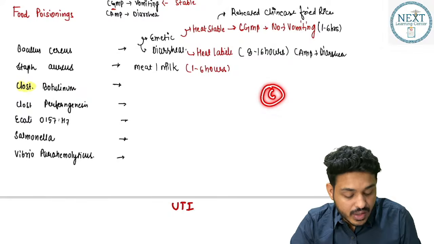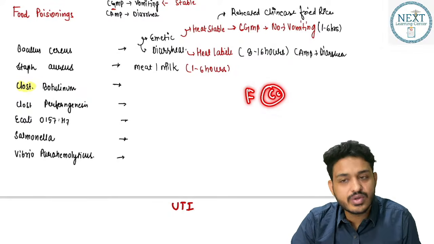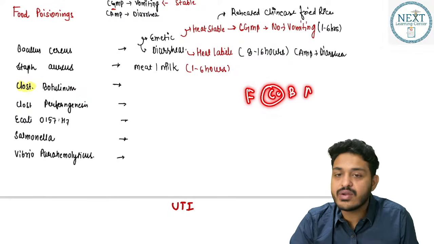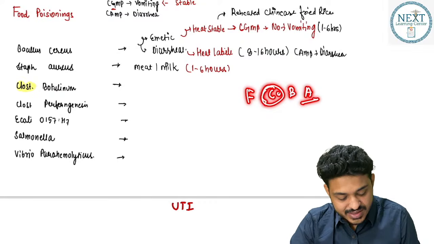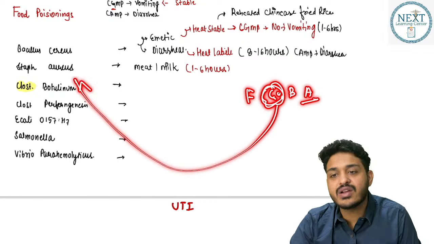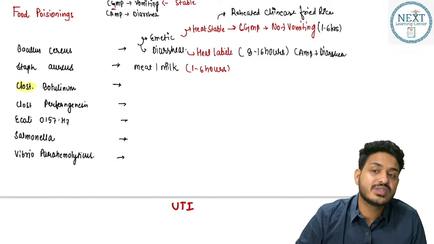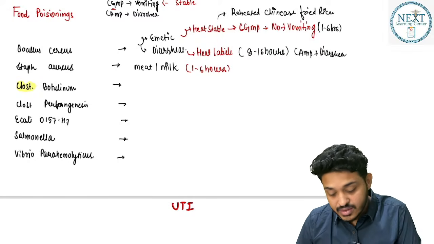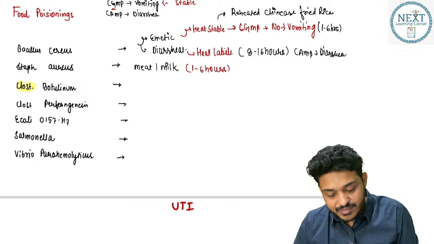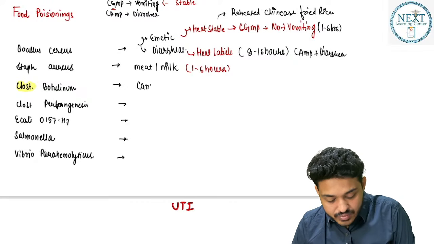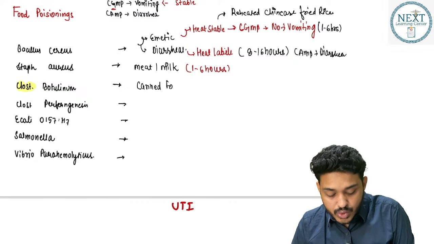So C for what? C for Clostridium, F for Fusobacterium, B for Bacteroides, and A for Actinomyces, right? This C for Clostridium is an anaerobic bacteria. It does not like oxygen, it will die in oxygen, right? This botulinum is going to be present in canned food. We already know canned food does not have oxygen, right?